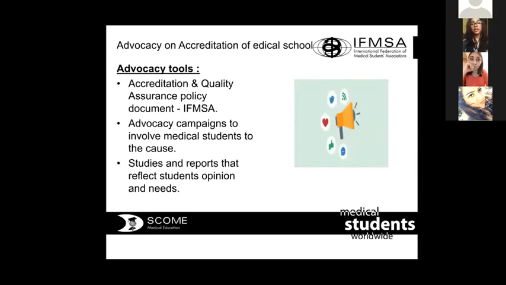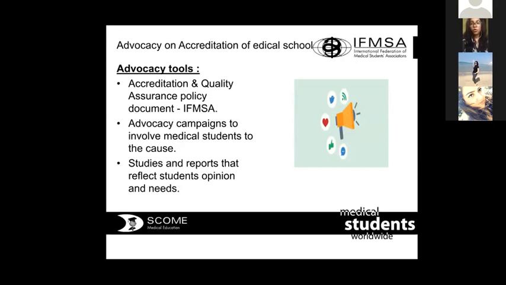Okay, this is the thing we've been waiting for. And the most important part of this training is advocacy on accreditation of medical schools. How can we advocate to increase the interest of the accreditation agency in our country? How can we advocate for our medical school to initiate the accreditation process?